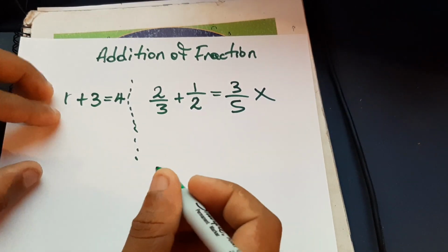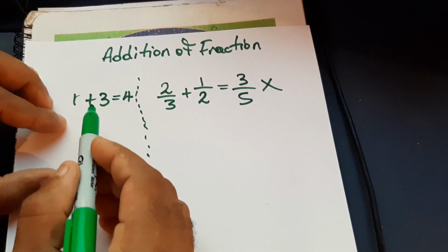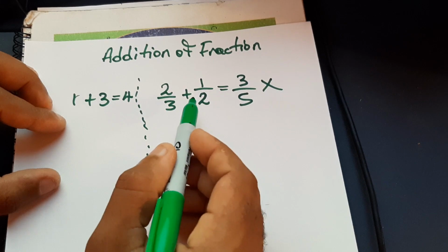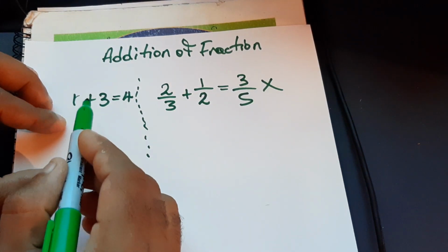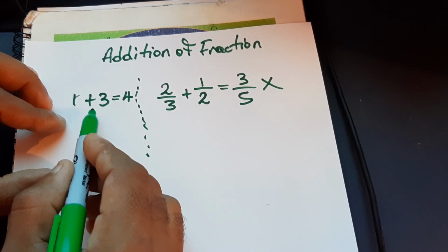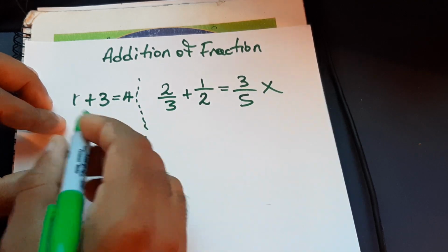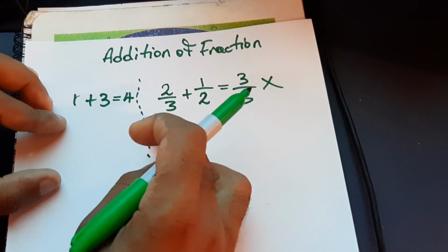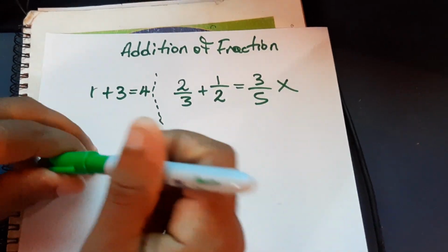The thing is, we cannot add fractions the same way as how we add whole numbers. I'm going to repeat, we cannot add fractions the same way we add whole numbers, but the principle of whole numbers is what we're going to use to add these fractions. Now, how is it we can add whole numbers as they are, but we cannot add fractions as they are? There's a little trick to this.